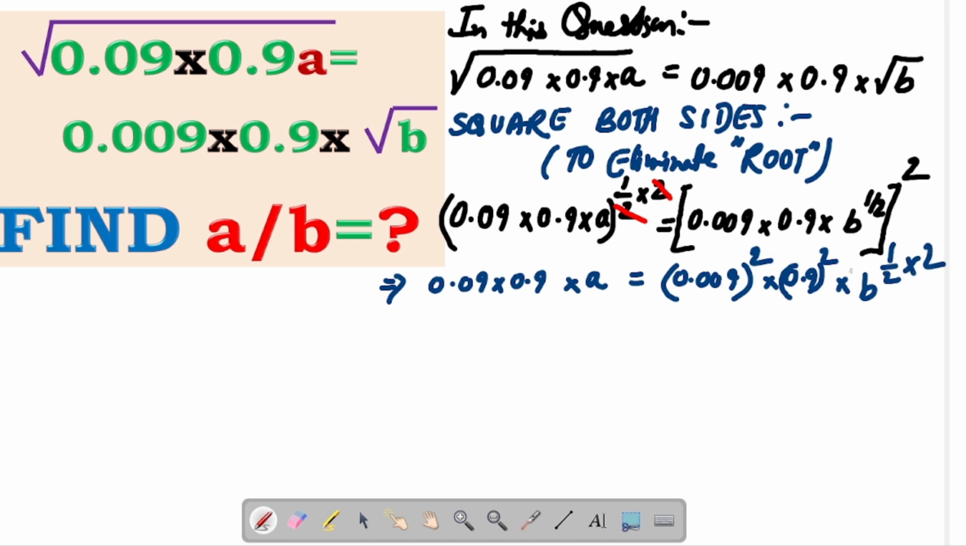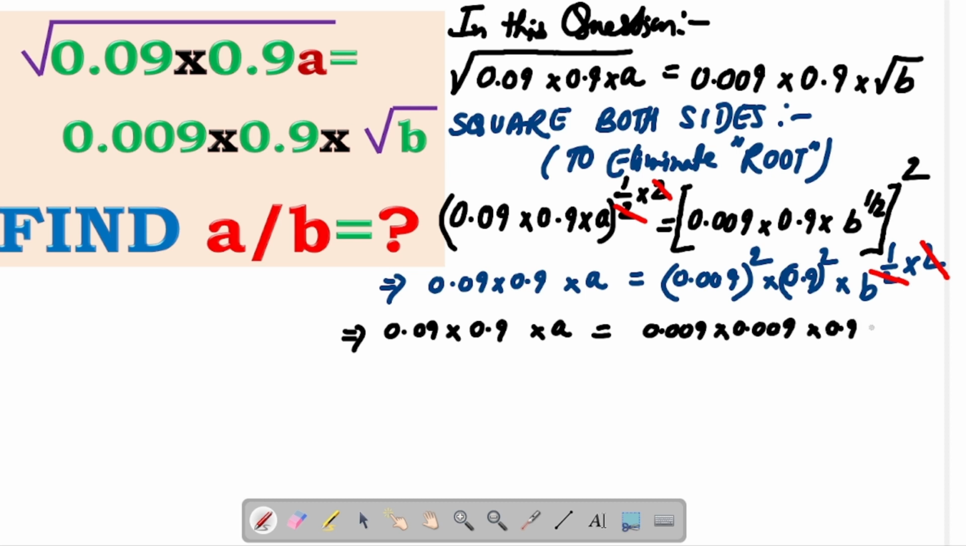The main intention in squaring and eliminating the root from a and b is that we will be able to find the value of a by b, which is our requirement, right? So on the LHS, the expression will look like this: 0.09 into 0.9 into a is equal to 0.009 squared. So we will write it 2 times. Similarly, 0.9 squared, we will write it 2 times. This happens on the RHS, into b.